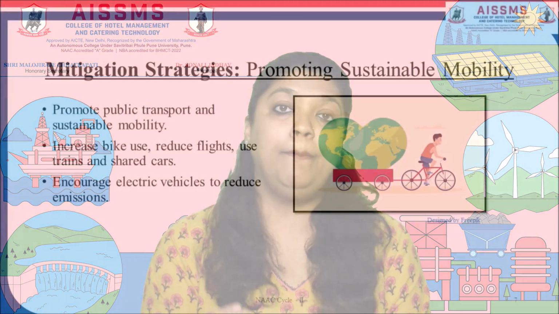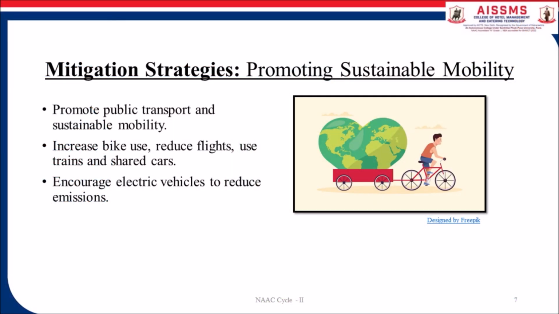What exactly is promoting sustainable mobility? It means promoting public transport and sustainable mobility by increasing the number of journeys in towns by bicycle, reducing the number of flights, and taking more trips by train or in shared cars. Sustainable mobility talks about promoting shared travel either by train or car, and also includes the promotion of electric vehicles.